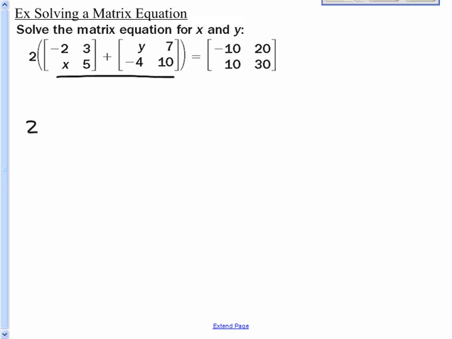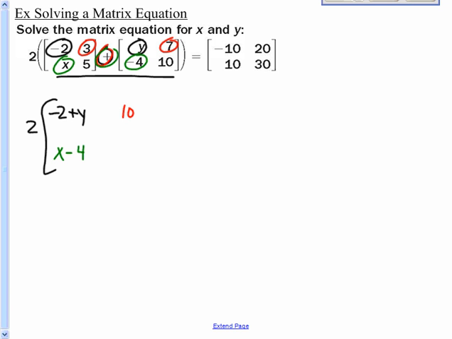So leave the 2 out in front for a minute, and I got -2 plus y, -2 plus y. And then I got the 3 plus the 7, so I got 10. And then I got x plus -4. X plus a -4 is just x minus 4. And then I got the 5 plus the 10, so 15. Okay? Don't forget we still have that 2 out front, right? And this all equals, I just bring this along over here.